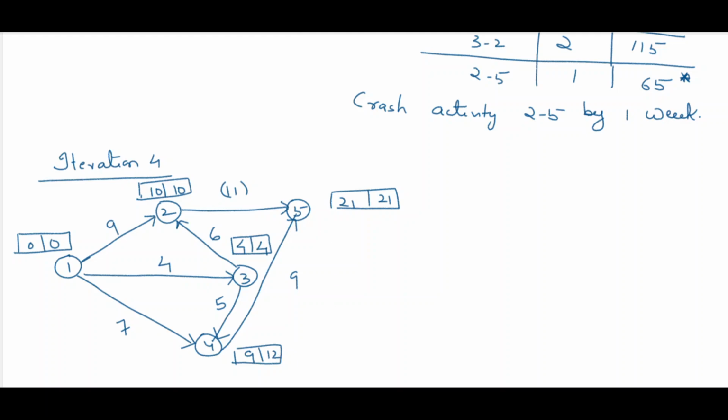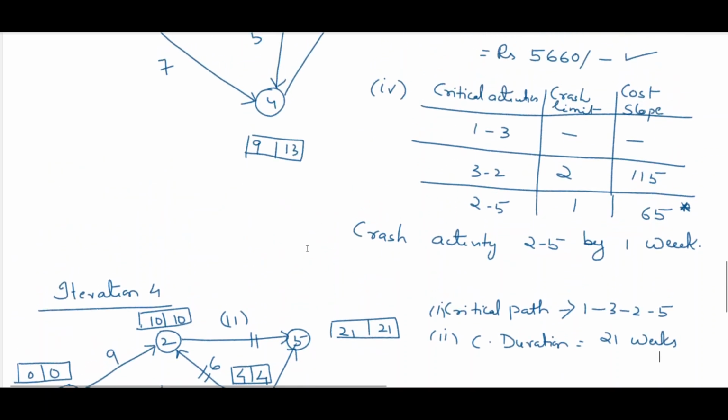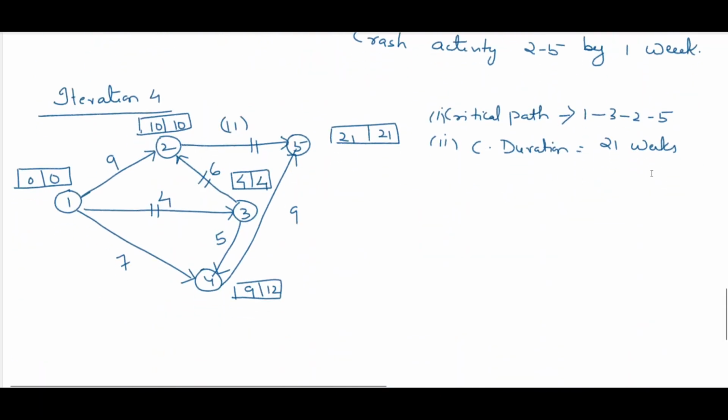So with regard to the critical path, if we consider 1 2 5, same thing, 11 plus 9 it is 20, so it is not a critical path. Critical path is your 1 3, 3 2 and 2 5. So critical path is 1 3, 3 2, 2 5, and critical duration is 21 weeks. So we can see that from the previous step it was 22 weeks. So 22 weeks has been reduced by 1 week. So it's true, we are going in the right track.